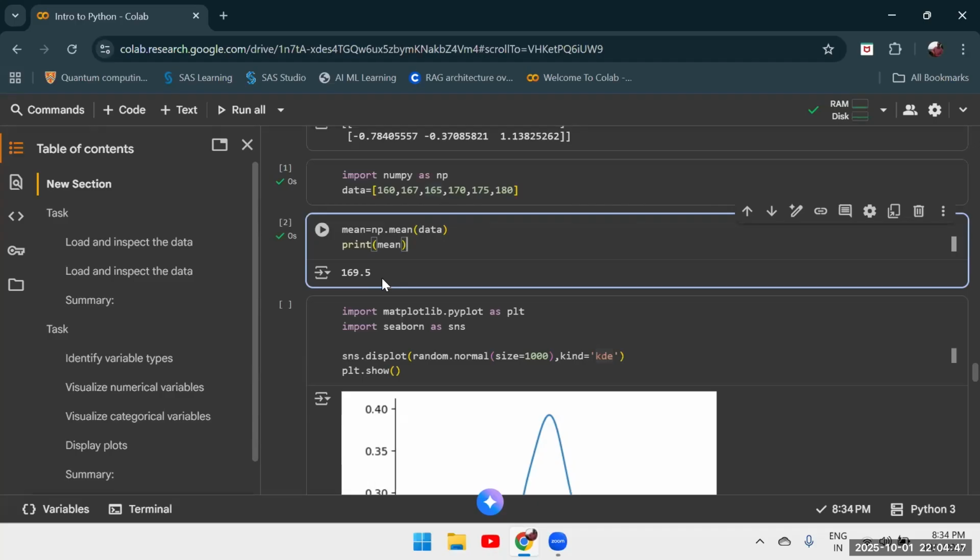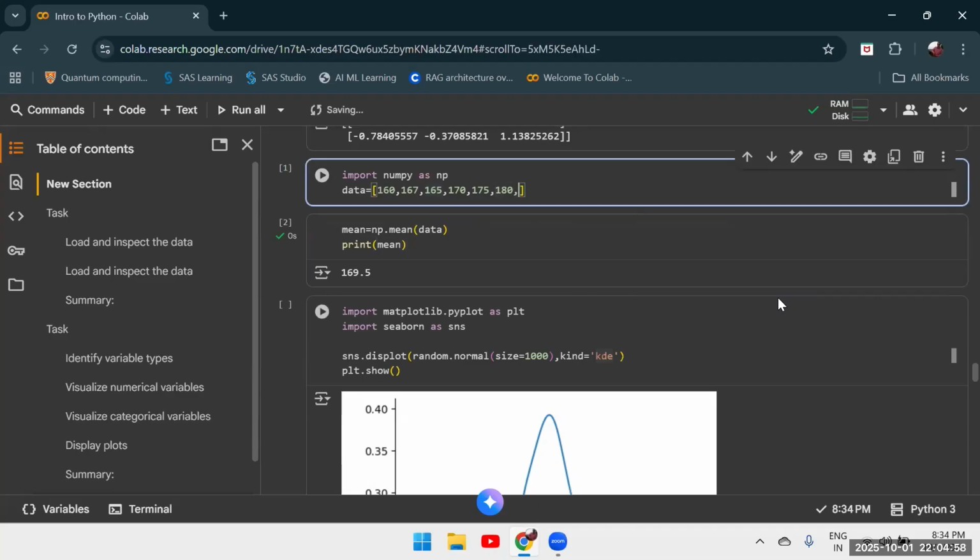Just keep this data in mind. The mean is how much? 169.5. So what happens is, yesterday I was telling you the mean is the value which is very much disturbed by the outliers. Now I'm just adding one value, 0, to this.